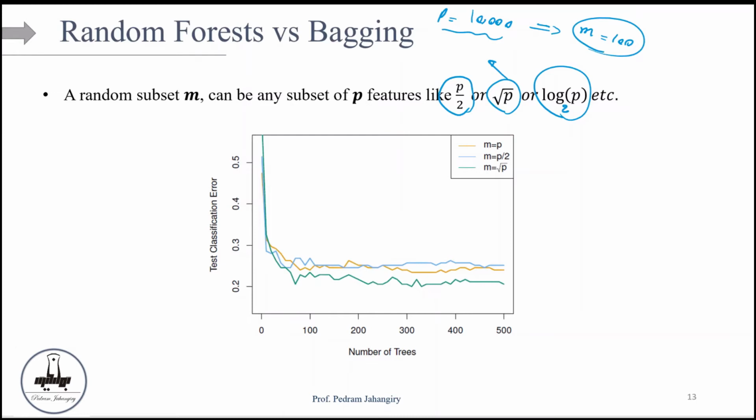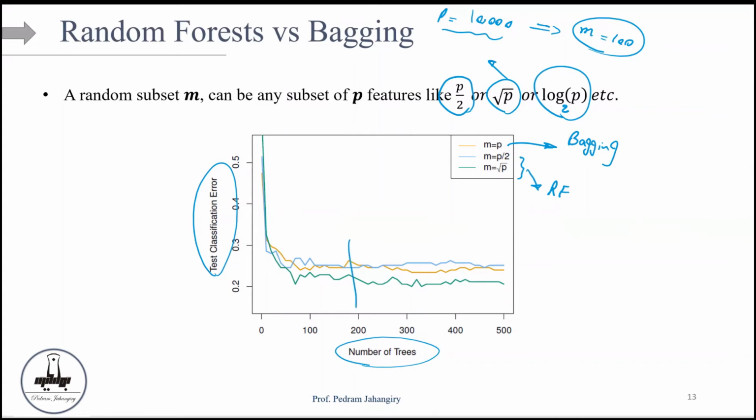But here, let's look at the performance of the random forest versus bagging. Imagine we're talking about a classification model, and on the vertical axis we have test classification error. On the horizontal axis we have model complexity, or the number of trees. If M is equal to P, this is our bagging model. If M is anything less than P, this is our random forest, right? So let's look at, for example, around here.